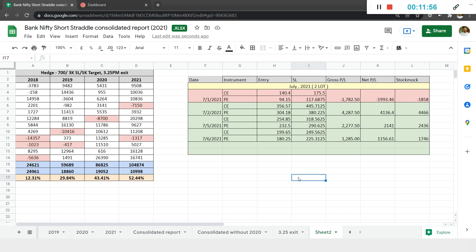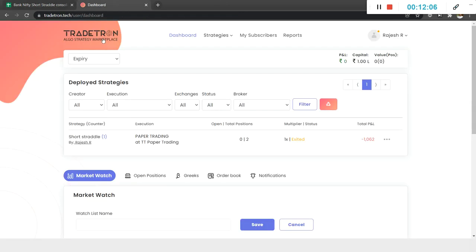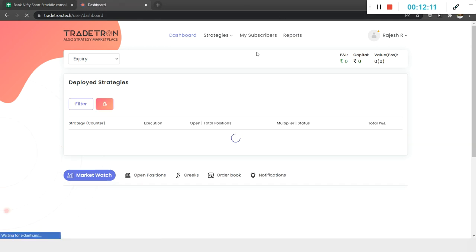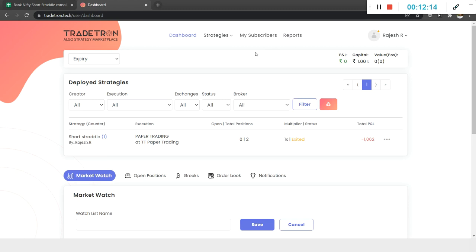And finally, as I was saying, it is a positional strategy, so the MTM stop loss and target are based on the entire position. There is a tool called Tradetron. This is completely a UI based tool where you can create your own strategies and automate them. You no need to worry about it. It is a kind of algo trading, but you don't need to have coding knowledge. There are tutorials available on YouTube, in the Tradetron channel itself. You can watch those and create your own strategies.